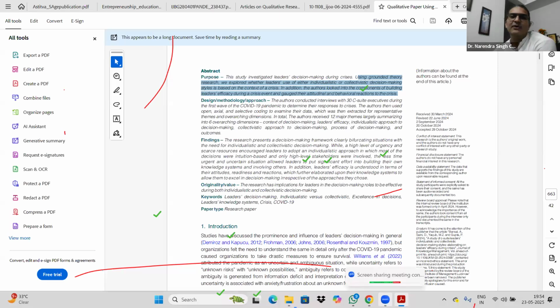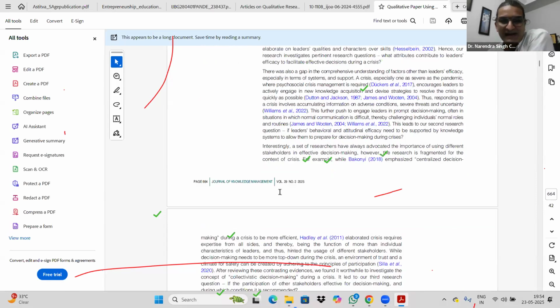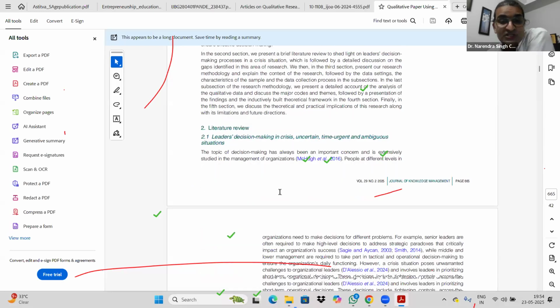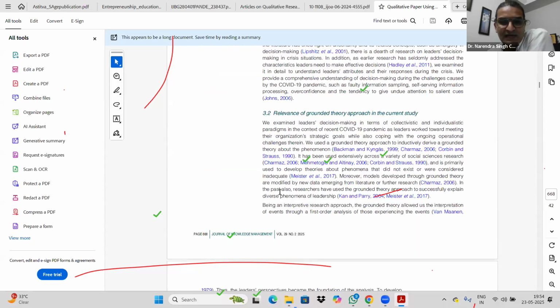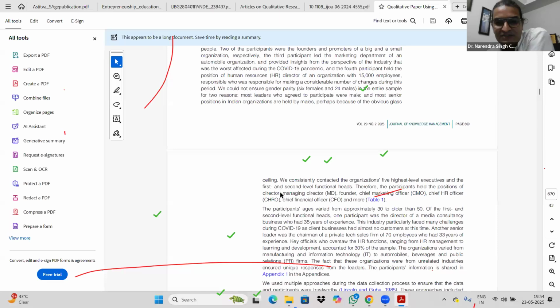Right? So I talked about grounded theory, I talked about IPA, I talked about narrative inquiry, I talked about cases, I talked about multiple cases, right? So these are certain papers which you can definitely go through for a better understanding and to understand the methodology better, right? And see, they have also shown how they have done the coding. So I'm not just rushing.